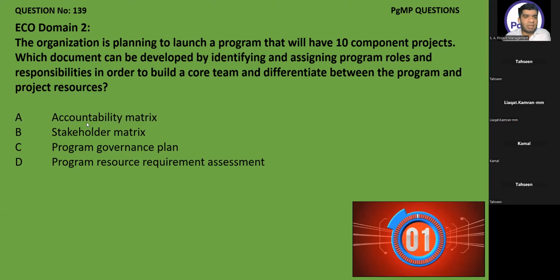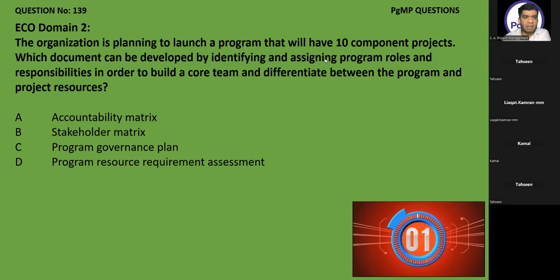In that case, the correct answer is A, accountability matrix, which is a special word. In the accountability matrix, you will identify the roles and responsibilities of the project. Any person or any resource you can put in the accountability matrix to see this is a program level thing, this is a project level thing. Is it clear?